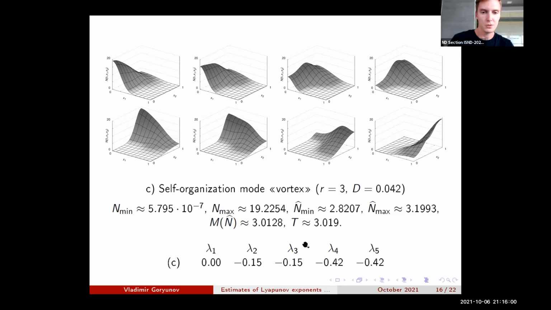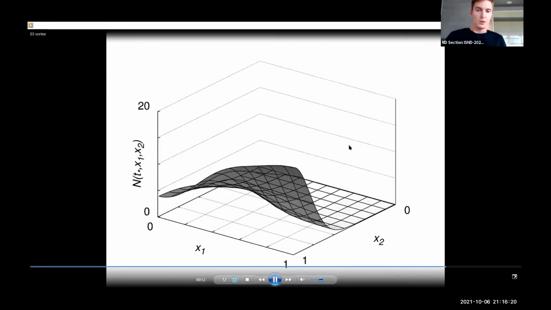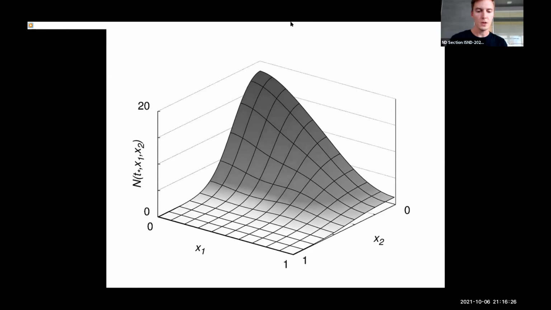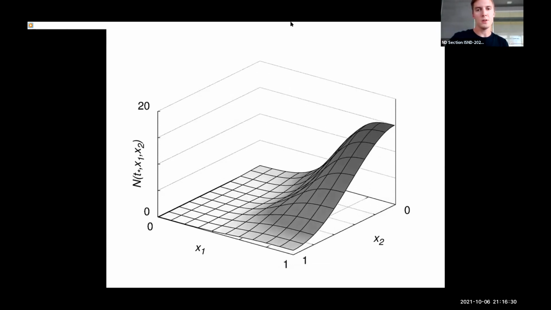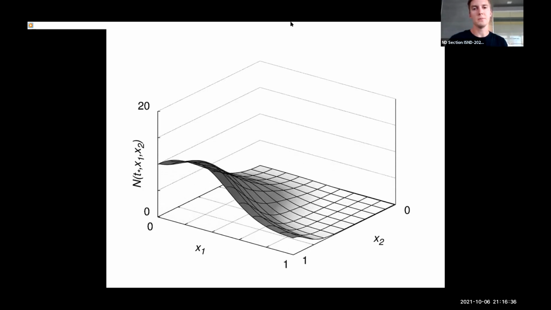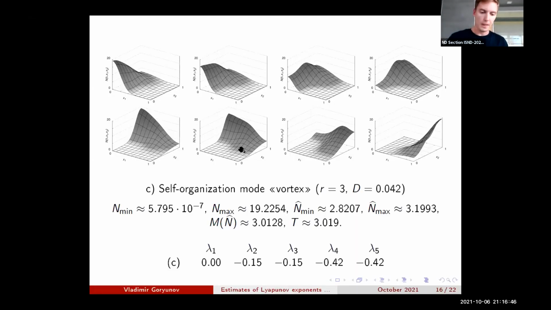And now I show you an animation. Okay, just one second. Okay, here we go. So this is a cycle with such dynamics. The population moves from one corner to another, and then it repeats. Next mode.